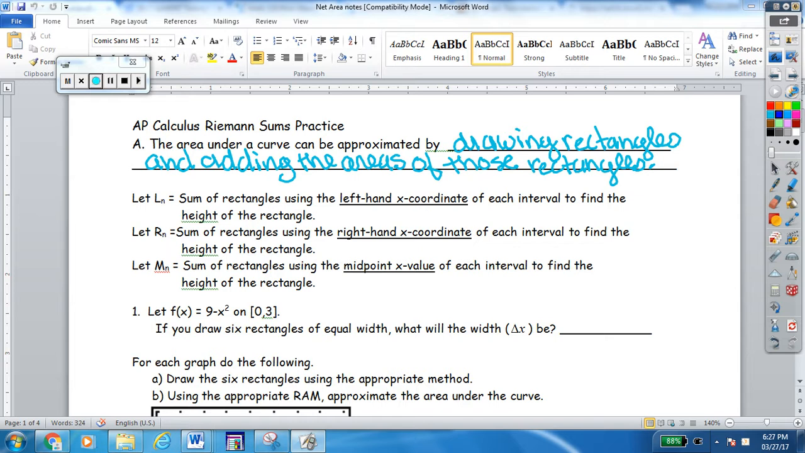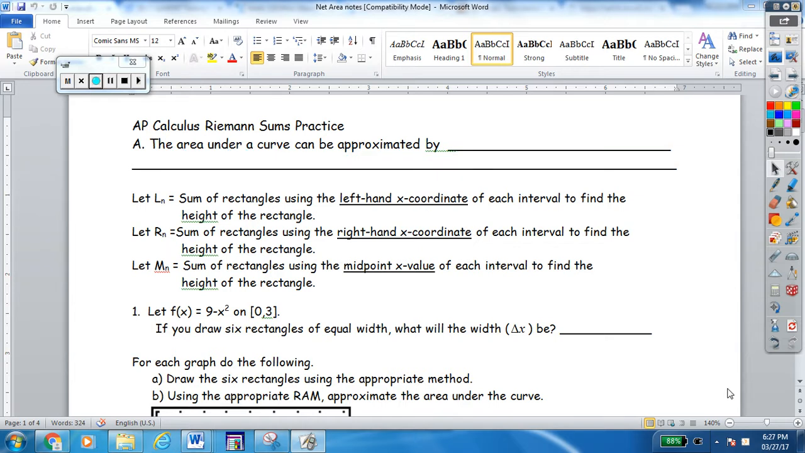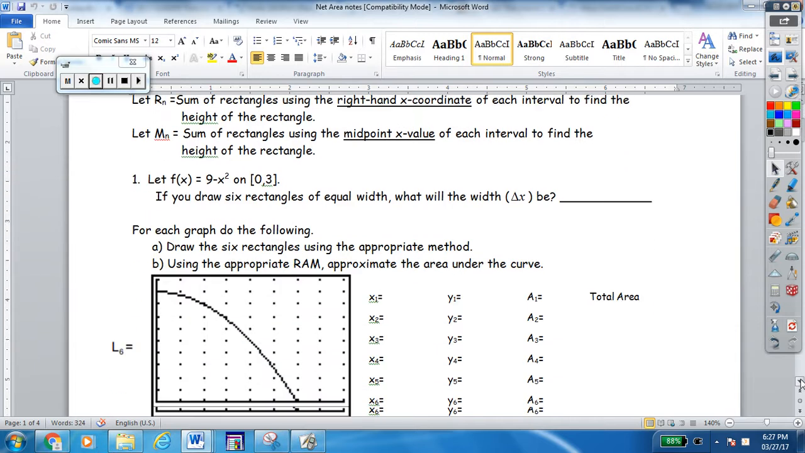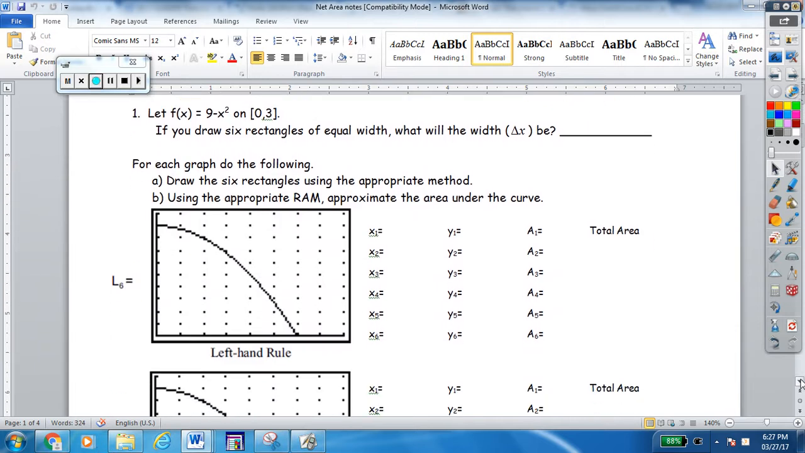So let's get started. We are going to take a look at the function 9 minus x squared on the interval 0 to 3. And we are being asked to draw 6 rectangles of equal width. This is important. The width of each rectangle is going to be called delta x. Delta x is simply the change in x for each rectangle.